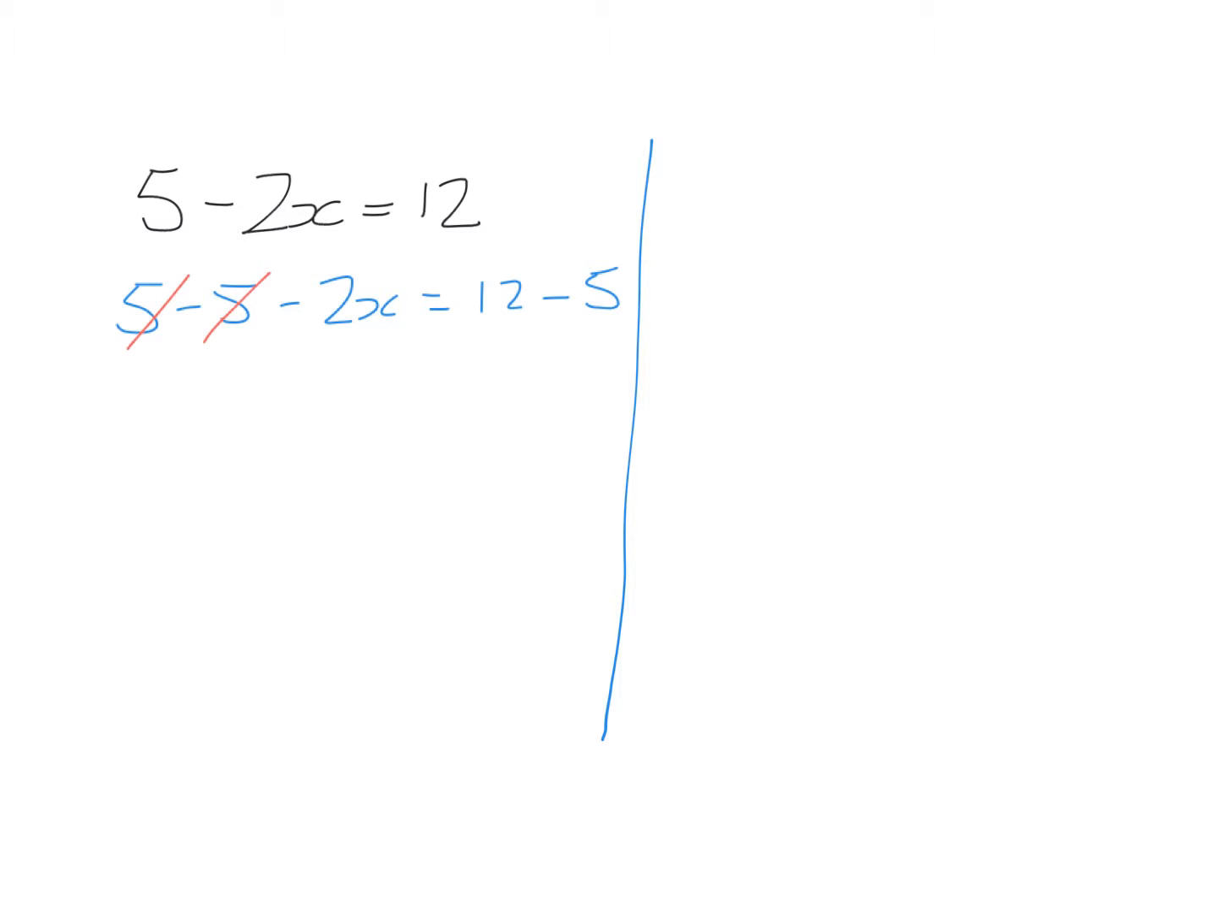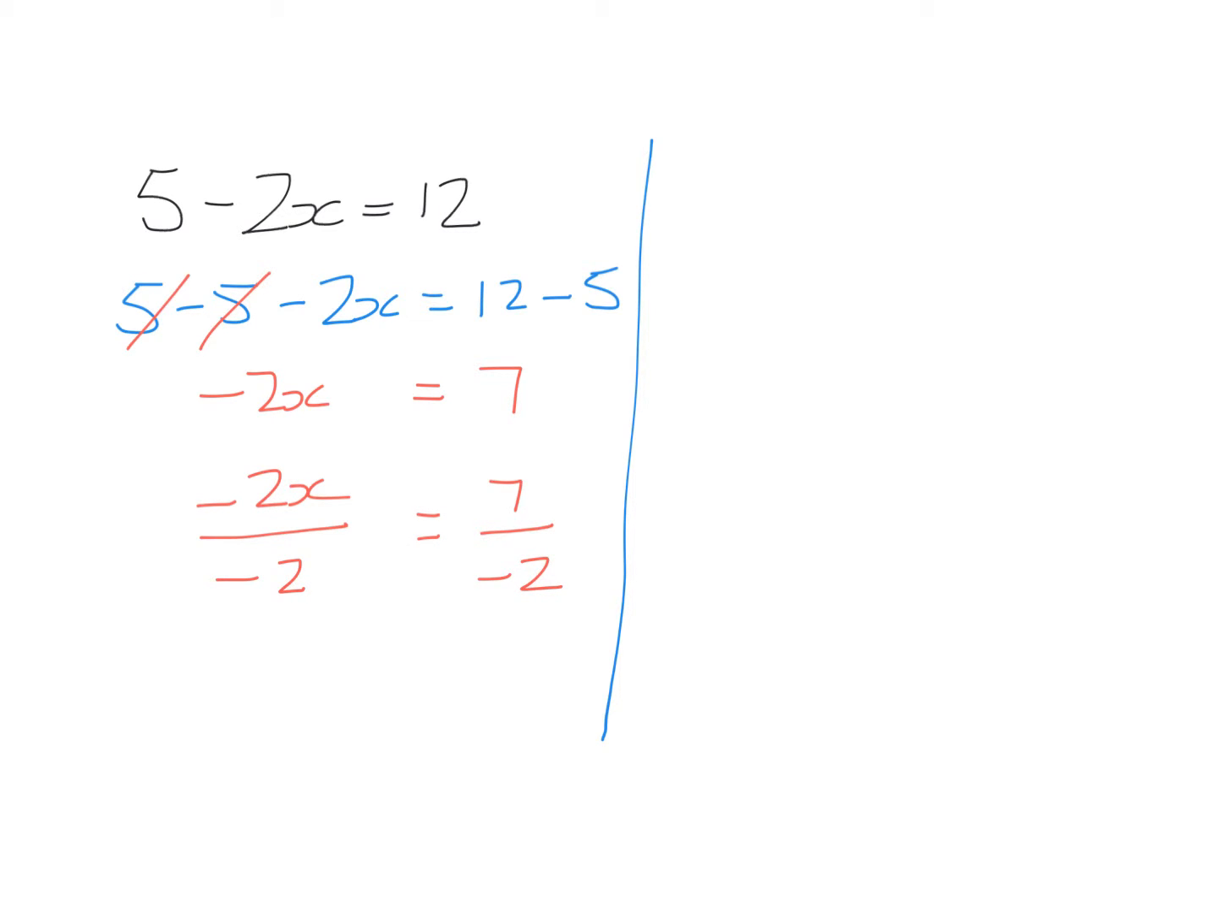So those two cancel each other out. So I've got negative 2x equals, what is 12 take 5? That gives me 7. Now I need to sort out this negative 2 because I need x by itself. So I am going to divide by negative 2 because the inverse operation of multiplying is dividing. So I'm going to go minus 2x divided by minus 2 equals 7 divided by minus 2.